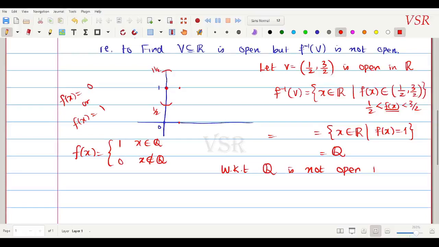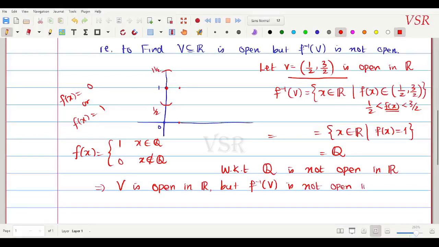in R, கரெக்ட்டா. ஏன் இதுல எந்த ஒரு பாயிண்ட் எடுத்துக்கோங்க அதை சுத்தி எந்த ரேடியஸ்ல வட்டம் வரைஞ்சாலும் அந்த வட்டத்துக்குள்ள lots of irrationals உள்ள வந்துரும். அப்போ Q is not an open set. அப்போ என்ன கிடைச்சிருக்கு: V is open but f inverse of V is not open. So this implies that capital V is open in codomain R but f inverse of capital V is not open in R, okay. So this implies that f is not continuous.